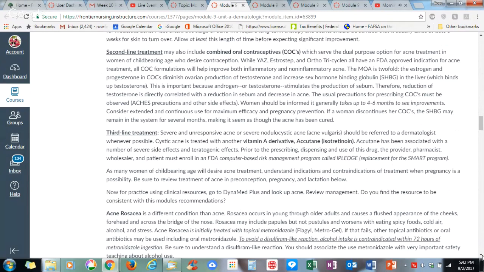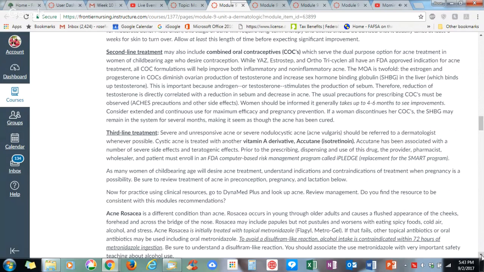As many women of childbearing age will desire acne treatment, understand indications and contraindications of treatment when pregnancy is a possibility. Be sure to review treatment of acne and preconception, pregnancy, and lactation below. Now for practice using clinical resources.